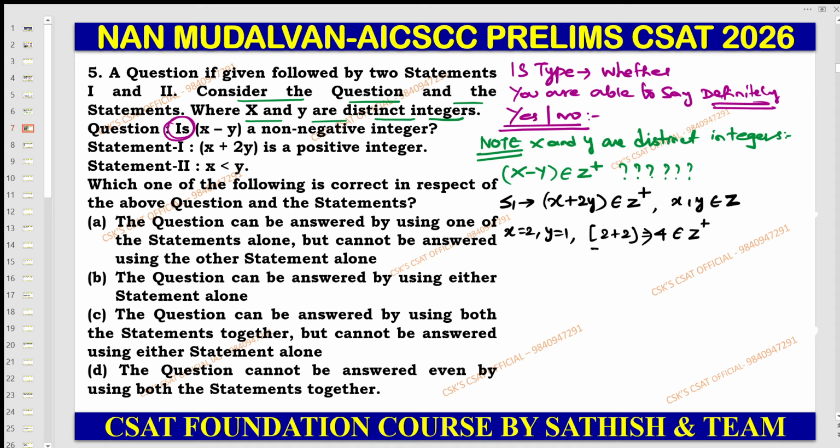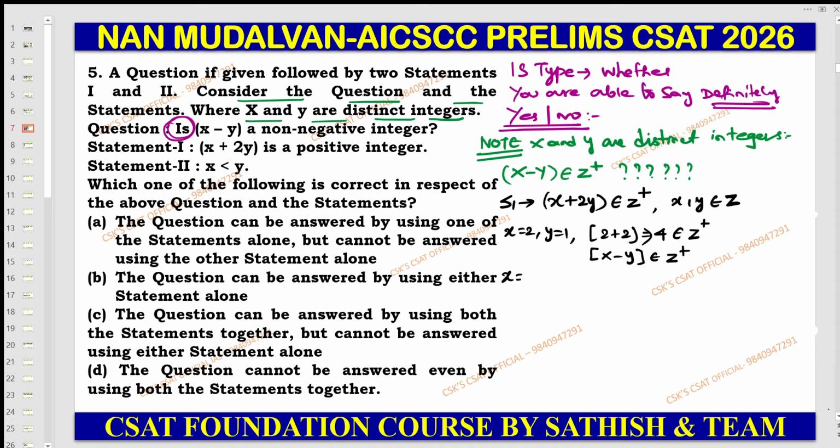Then what is x minus y? So x minus y also belongs to non-negative. See the x minus y here: 2 minus 1, that is 1. It belongs to non-negative. Whether this condition satisfies in all the cases, that you have to check. If one case fails, then that statement is wrong.